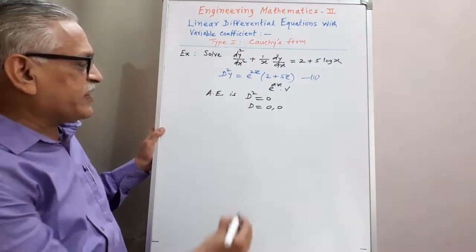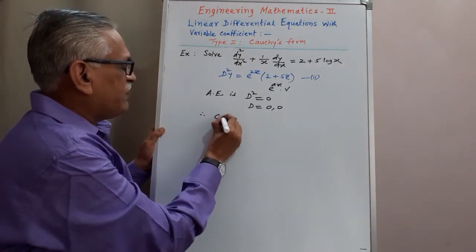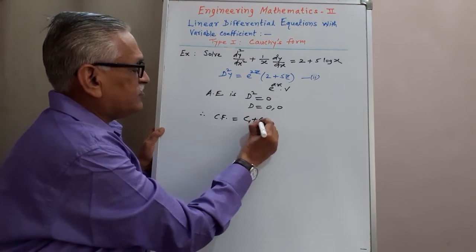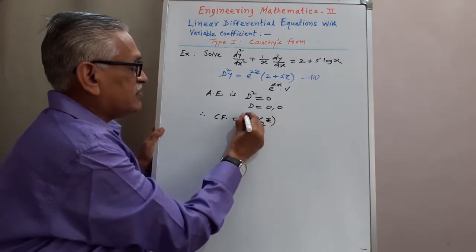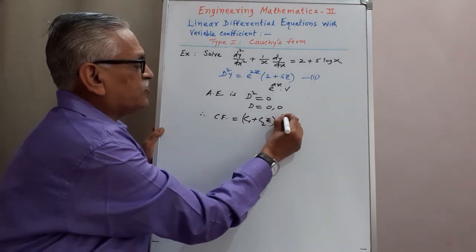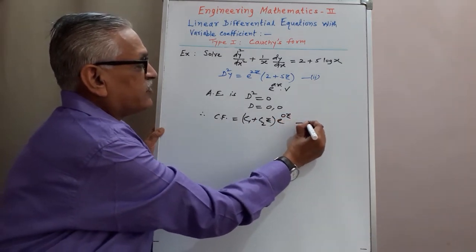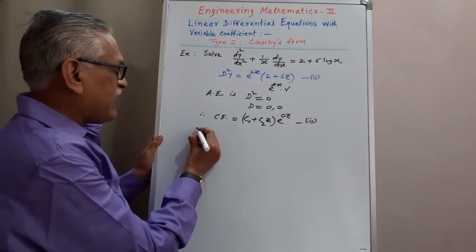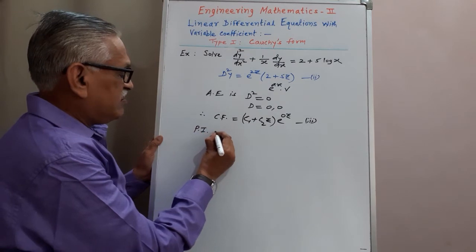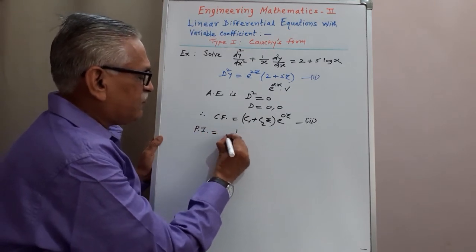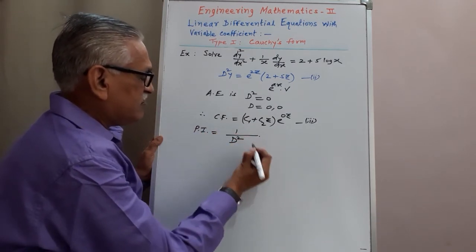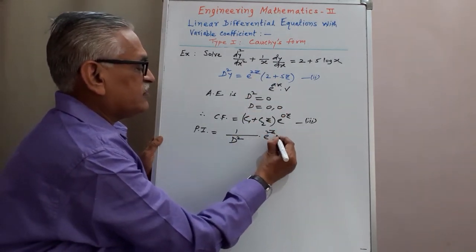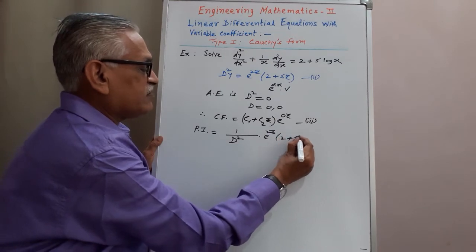Roots are real and repeated, and therefore the complementary function is C1 plus C2 z multiplied by e raised to 0z. Equation number 3. Then the PI part, by the inverse operator technique, 1 upon D square, which we have to operate on the term e raised to 2z multiplied by 2 plus 5z.